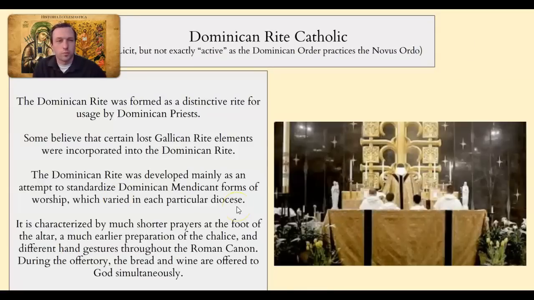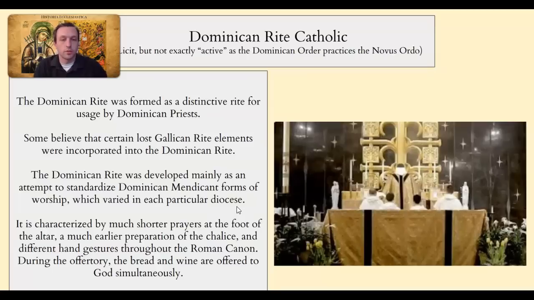The final Western rite we can talk about is the Dominican Rite. And so the Dominican Rite is the rite which is exclusively used by Dominican priests and brothers. It is licit, but it is not exactly active today, as the Dominican order officially practices the Novus Ordo Mass, sacramental rites, and the Novus Ordo Liturgy of the Hours. Some believe the Dominican Rite incorporated certain lost elements of the Gallican Rite.